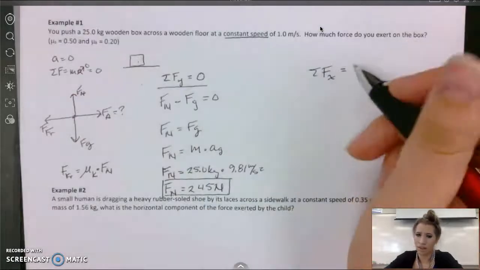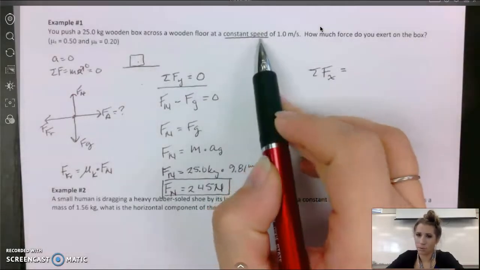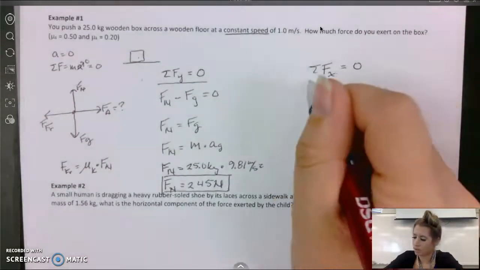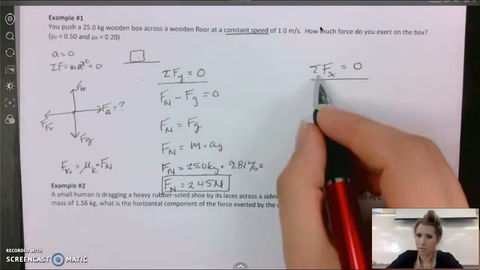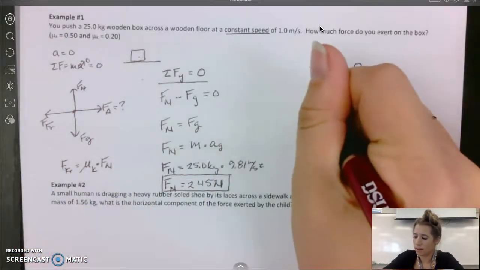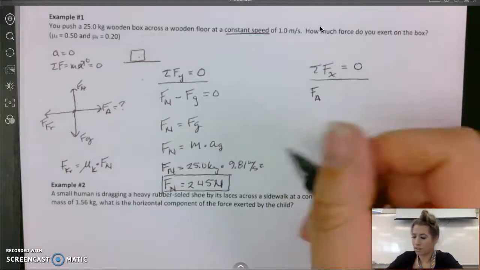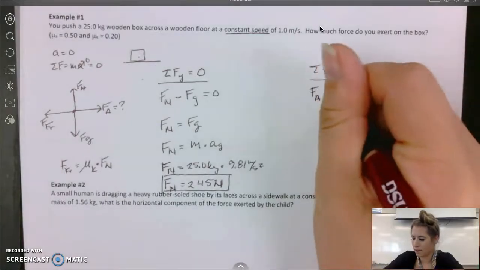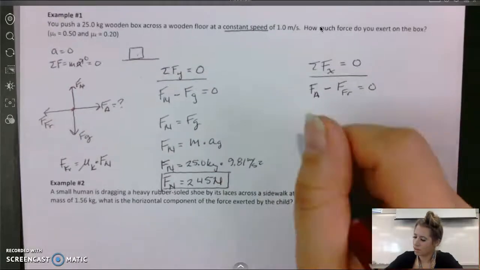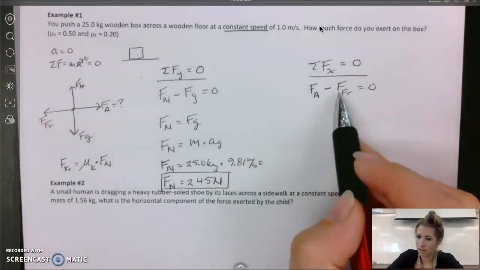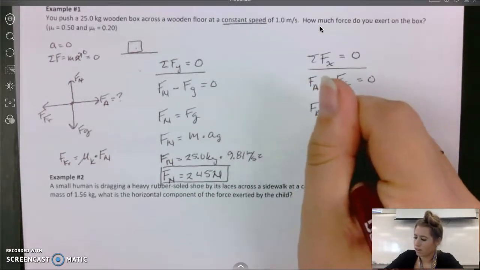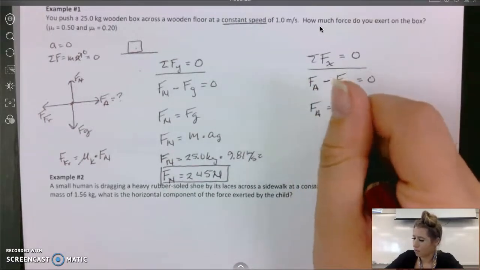It's moving at a constant speed in the x direction, so that must mean acceleration is 0, so the sum of the forces is equal to 0. What are the forces in the x direction? I have a positive force applied, and I'm going to add that to a negative force of friction, or minus the force of friction, and that's going to equal 0. To get what I'm looking for by itself, I'm going to add the friction to the other side. So my force applied is going to equal my friction force.